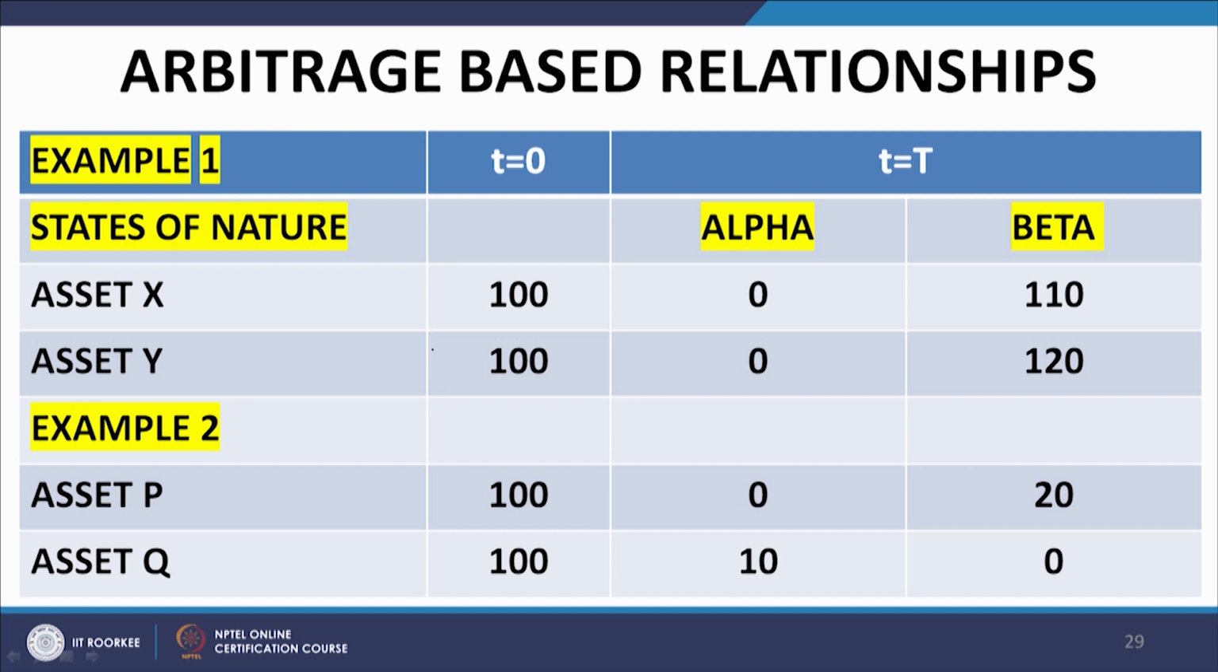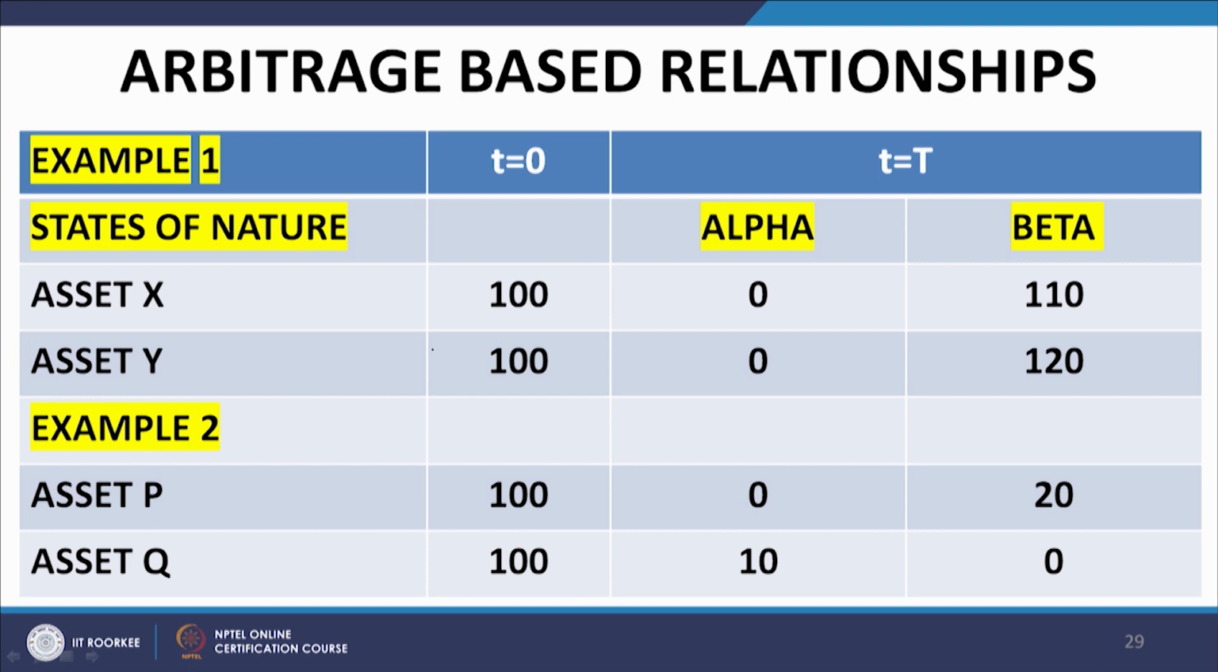Again we are talking about a two-state system, a two-state future, where on the date of exiting the investment there are only two possible states, alpha and beta. If state alpha materializes, investment P gives you a payoff of 0, and if state beta materializes, it gives you a payoff of 20. And investment Q gives you a payoff of 10 if state alpha materializes, and if state beta materializes, it gives you a payoff of 0.